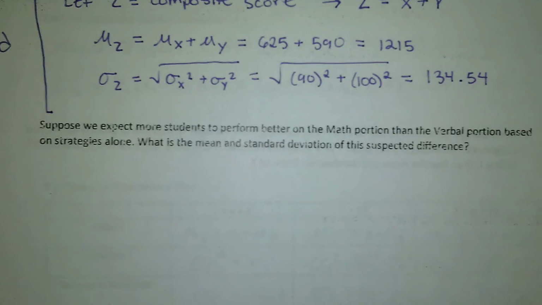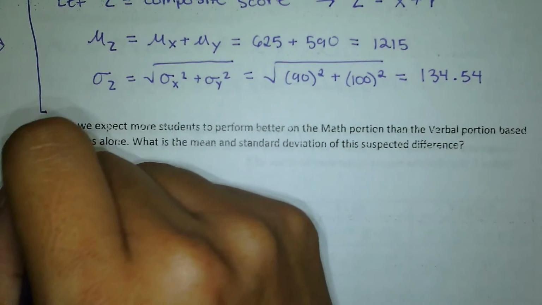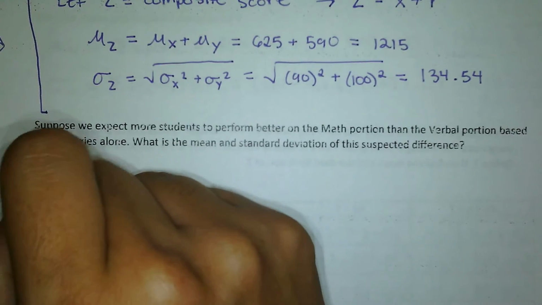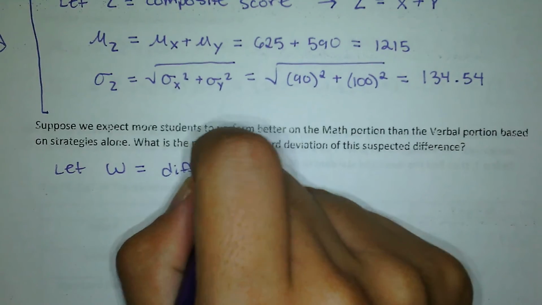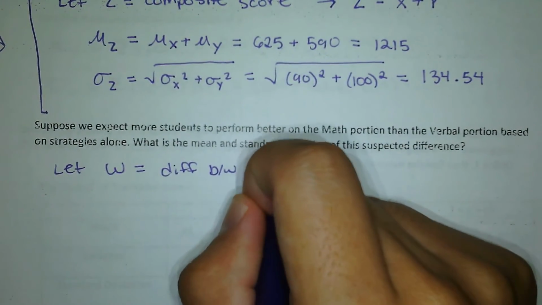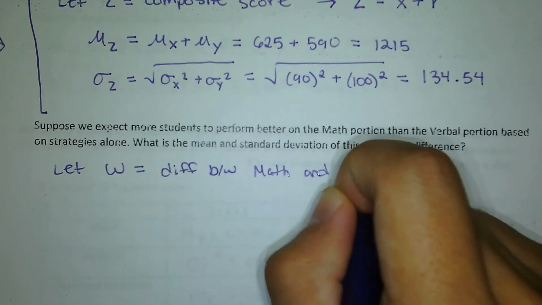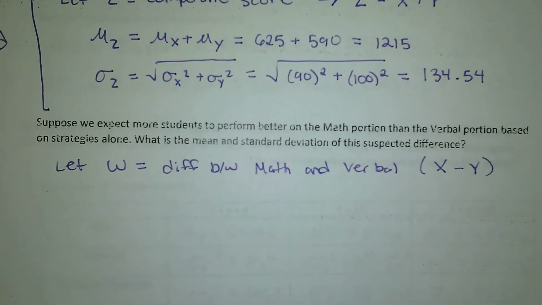Now, what if I wanted the difference? Suppose we expect more students to perform better on the math portion than the verbal portion based on strategies alone. What is the mean and standard deviation of this suspected difference? Okay, so now we'll let W equal the difference. We expect better than math and verbal, which basically turns into x minus y.